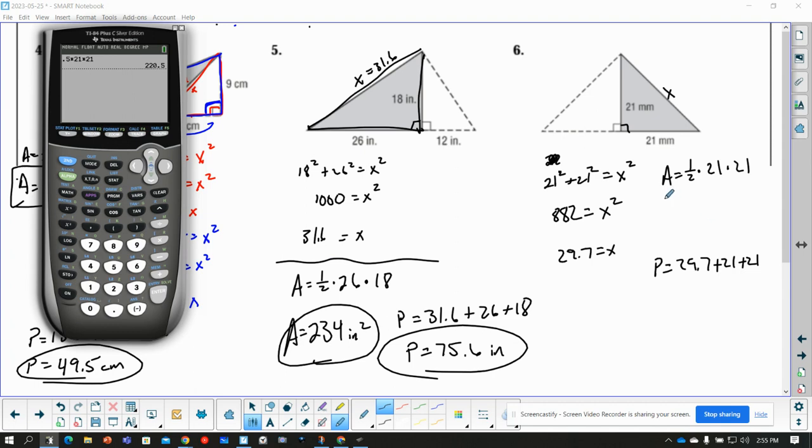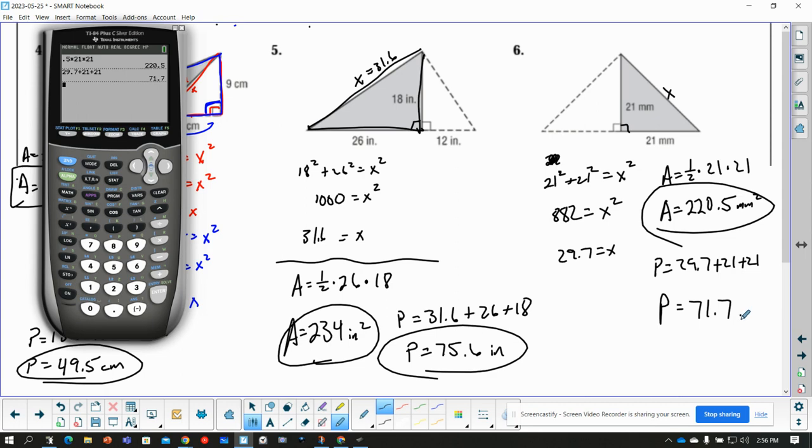is 220.5. So the area, 220.5 millimeters squared. The perimeter, let's do that one, 29.7 plus 21 plus 21, and I get 71.7. So the perimeter, 71.7, and it would be millimeters.